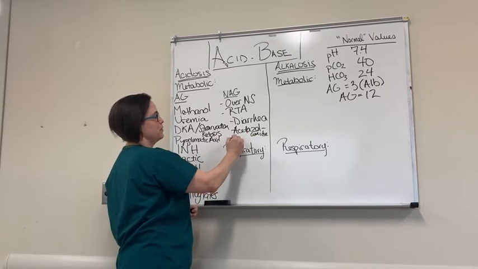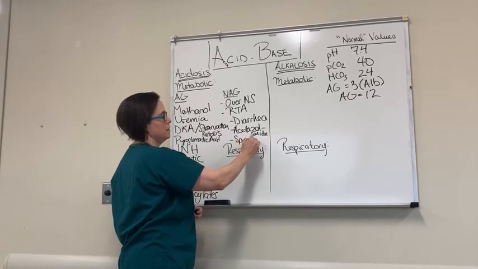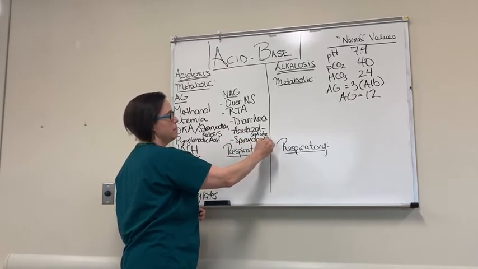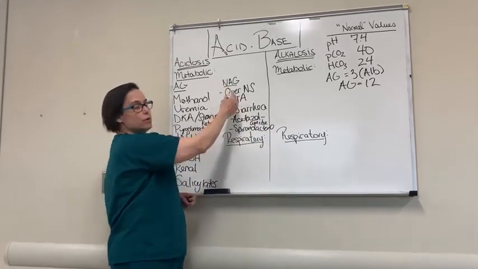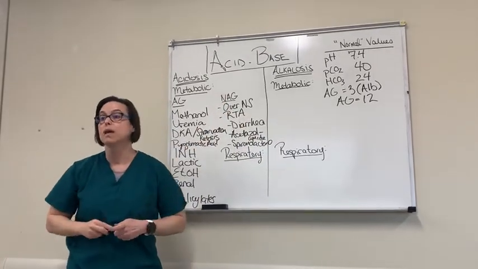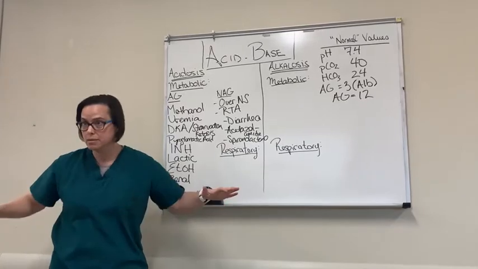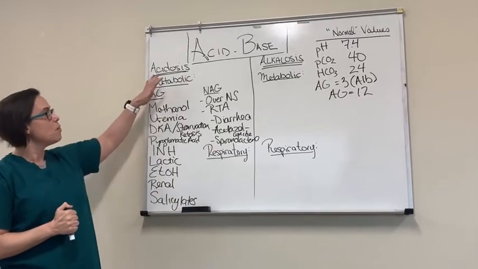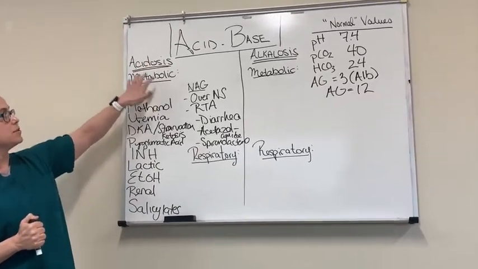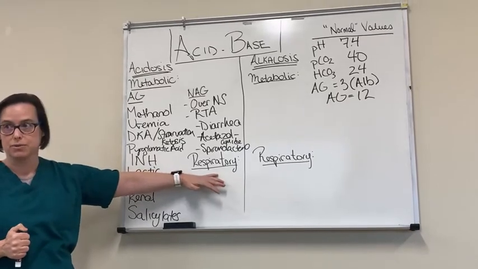Acetazolamide and spironolactone are some other ones. Okay, so medications, diarrhea, renal tubular acidosis, or a whole lot of normal saline. Perfect answers. Okay, so then I want to go from metabolic acidosis to things that cause a respiratory acidosis.